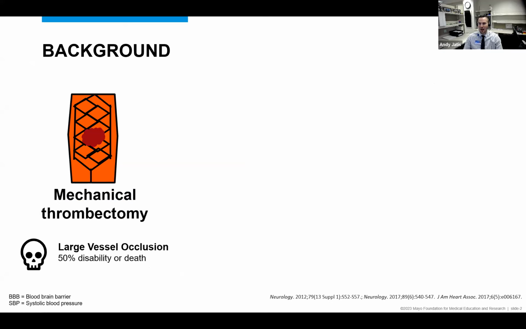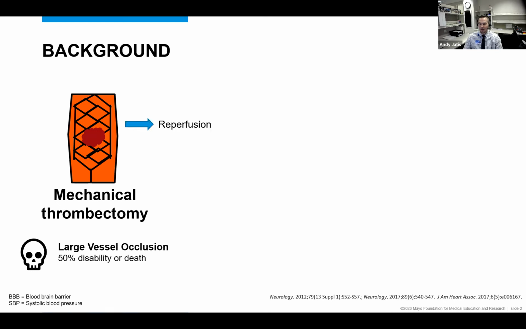So just starting with some background information, of course, we know mechanical thrombectomy is a common intervention that we utilize in our patients with large vessel occlusions and acute ischemic stroke, and that these patients are prone to have poor outcomes. Even when they do achieve a full level of reperfusion, 50% of these patients still have disability or death that persists after this, which suggests that we do have room for improvement. So why exactly is this occurring?